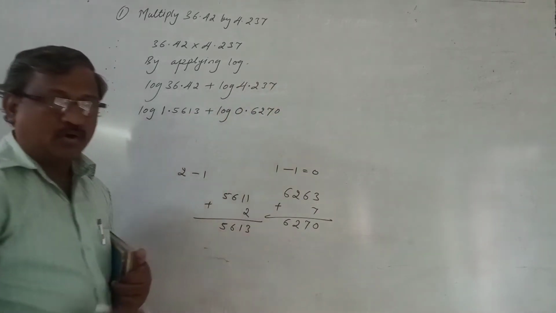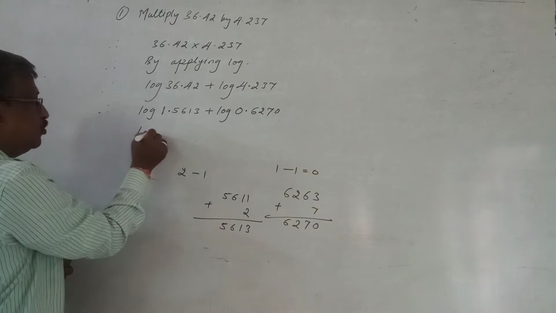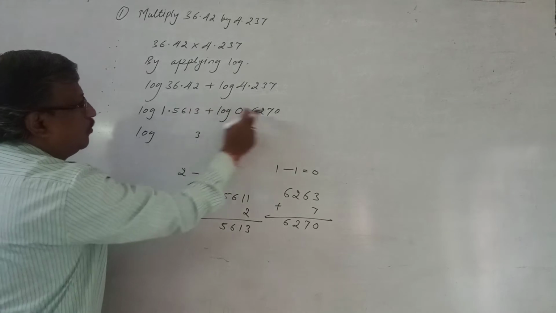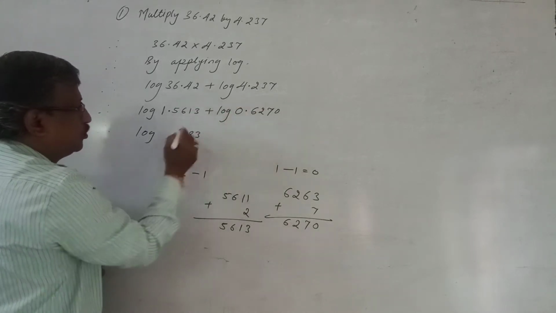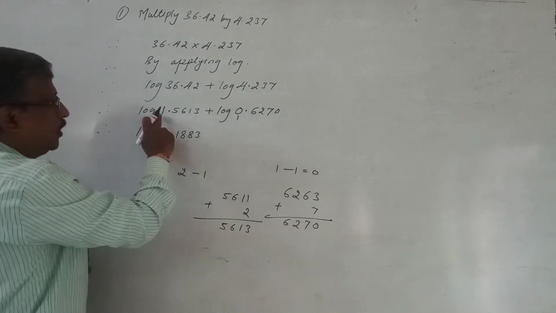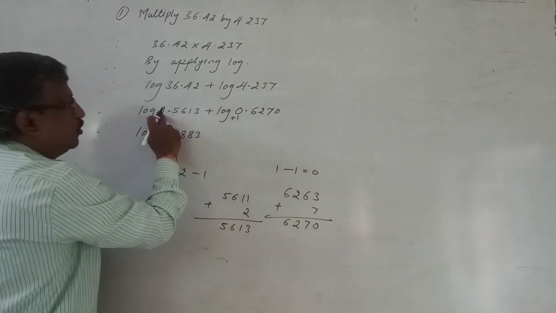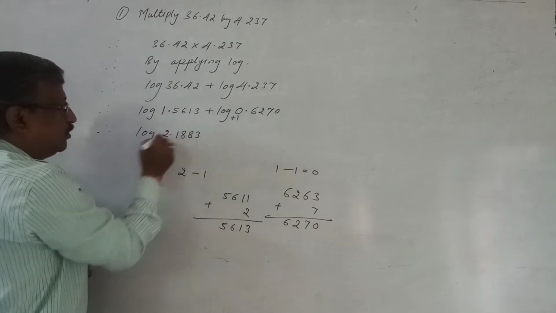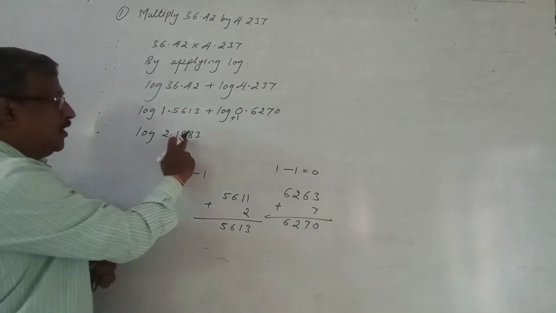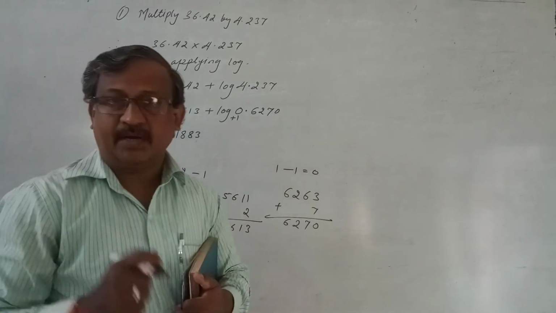After finding the logs, now what you have to do? Both the logs we have to add. So therefore, adding 3 plus 0 you will get 3, 1 plus 7 you will get 8, 6 plus 2 you will get 8, 5 plus 6 you will get 11, carry 1, right? Now add this also, 1 plus 0 plus this carry 1, so you will get 2. So after adding, it came to 2.1883. When you add this log, our multiplication gets completed, right?